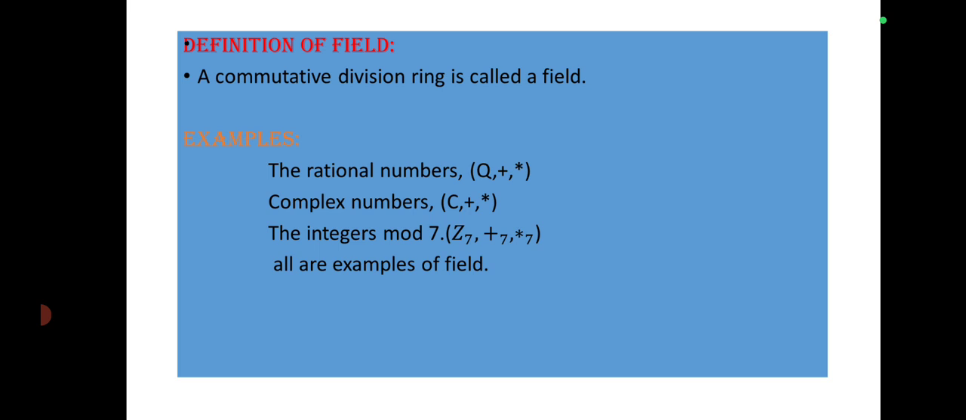The set of all complex numbers is an example of a field. The set of all integers modulo 7 is an example of a field. Rational numbers, complex numbers, and the set of all integers modulo 7 are all examples of fields.